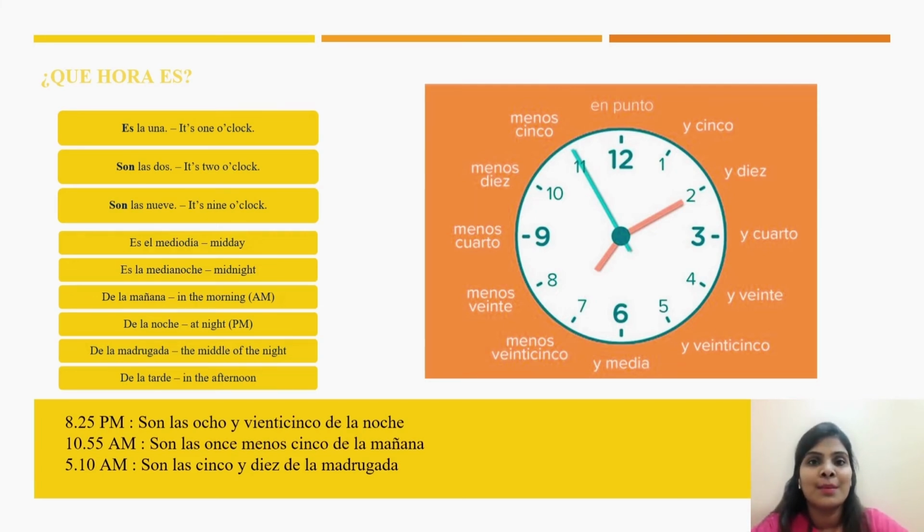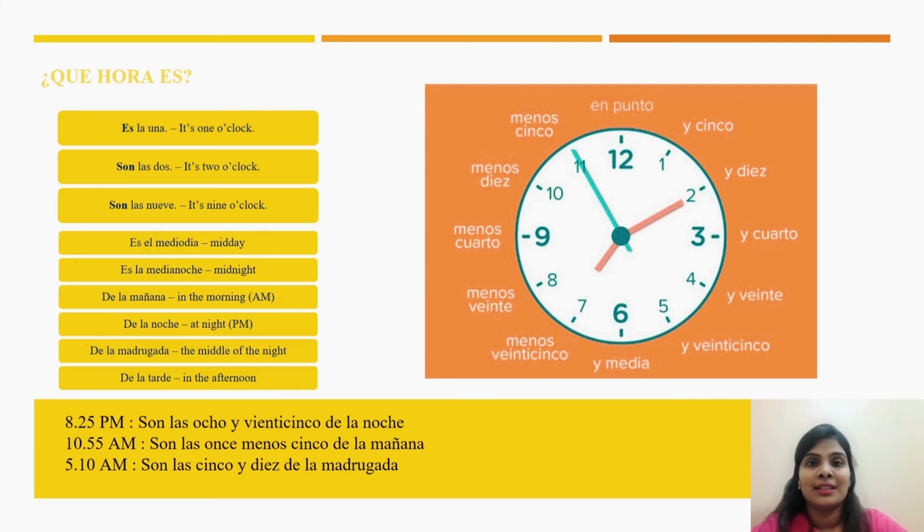So the 3 examples which you can see below, 8:25 PM, so it is son las 8:25 de la noche, PM de la noche, then 10:55 AM, which says son las 11 menos 5 de la mañana. And again, if we see, it is 5:10 AM, which says son las 5:10 de la madrugada. You can also use de la mañana. It's up to you how you want to use it.